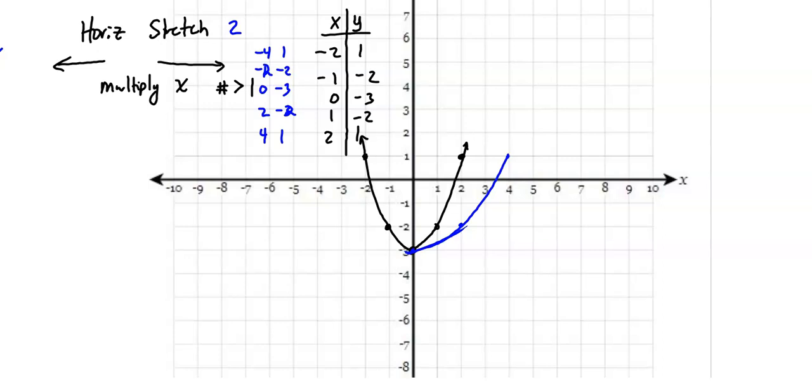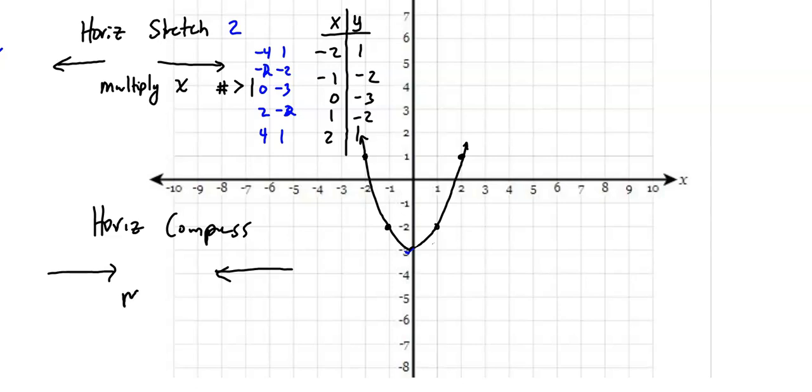And let's just compare that with a horizontal compression. So if I'm going to horizontally compress this thing, all right, that means I'm going to smash it in, which actually means my x values are going to get tighter. They're going to get smaller. So I'm still going to multiply x, but this time my number is going to be a fraction.